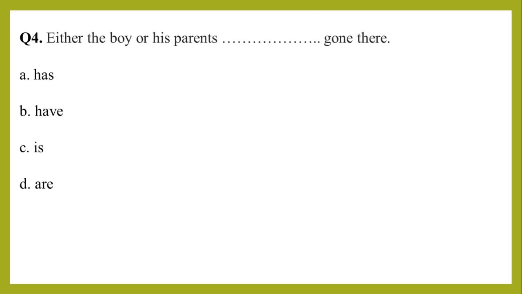Question number 4. Either the boy or his parents dash gone there. Fill in the blank with the correct answer from the options given below: has, have, is, are. The correct answer is "have". Remember, students, if the sentence has a connector like either-or, the verb should agree according to the second or closest subject, as you see over here.